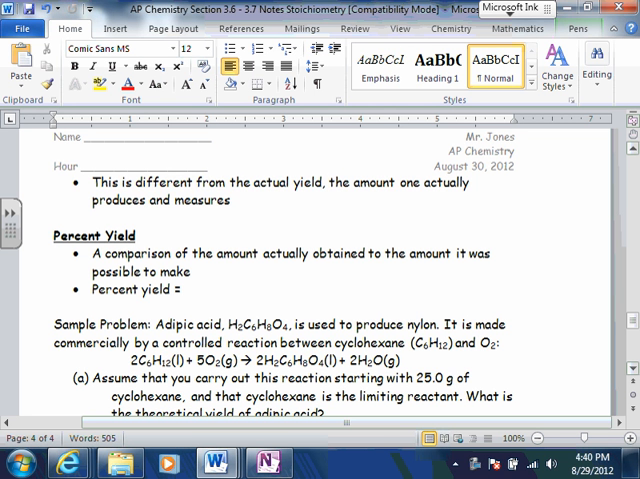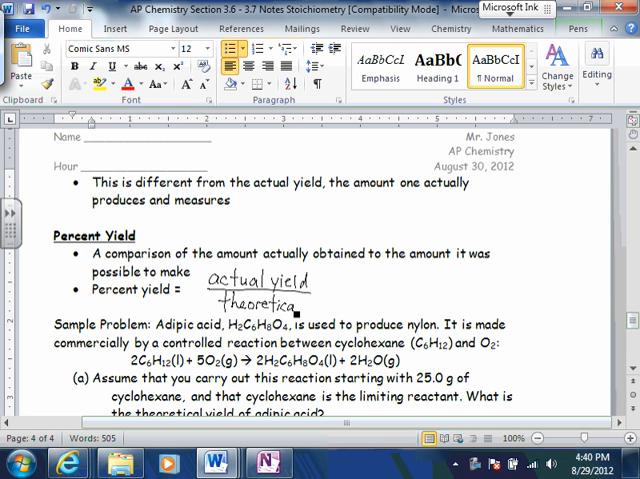So there's lots of reasons that we would have that, but I think you guys are probably okay with the fact that what we actually get is not as much as we should theoretically get, okay? So percent yield, when you calculate that, you're comparing the amount that you actually got to the amount it was possible to make, okay? And so percent yield is a pretty simple thing. All you do is you take the actual yield divided by the theoretical, how much you should have been able to make based on the stoichiometry calculation, times 100. Okay? That'll give you the percent yield.